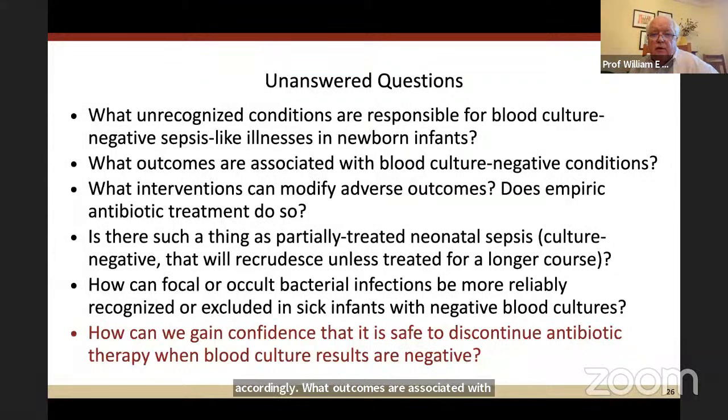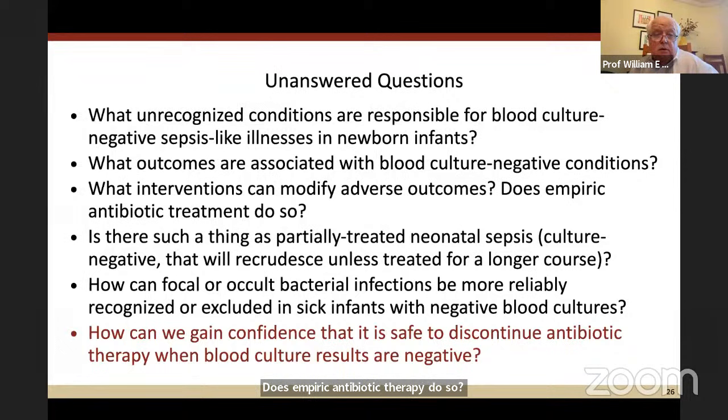I showed some preliminary data that suggests that babies with blood culture negative septic-like conditions have worse outcomes, but the answer is really not in. We don't know overall what the spectrum of outcomes are, and we don't know what the predictive factors are for adverse outcomes. What interventions can modify those adverse outcomes? Does empiric antibiotic therapy do so? Interestingly, we don't know the answer to either of these questions.